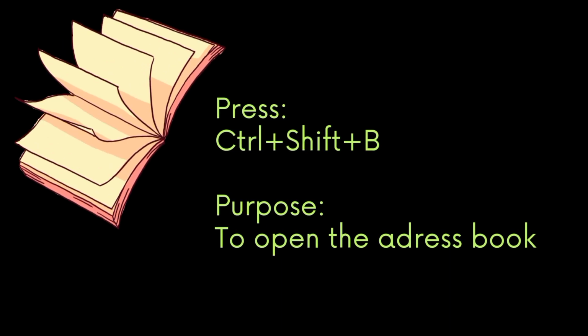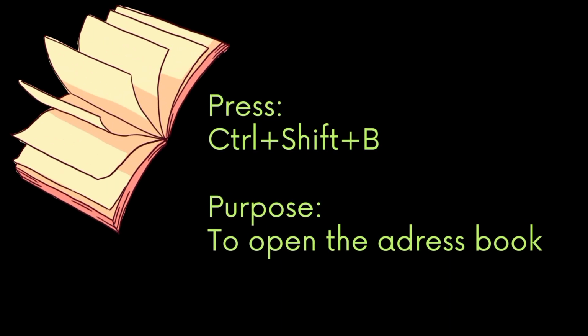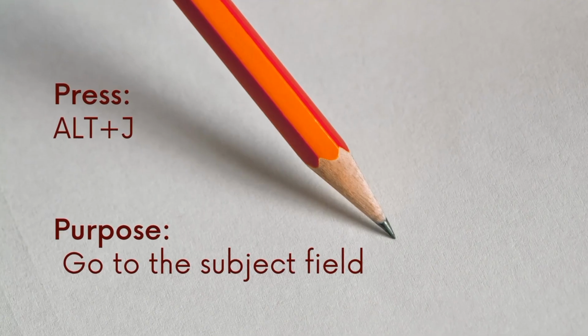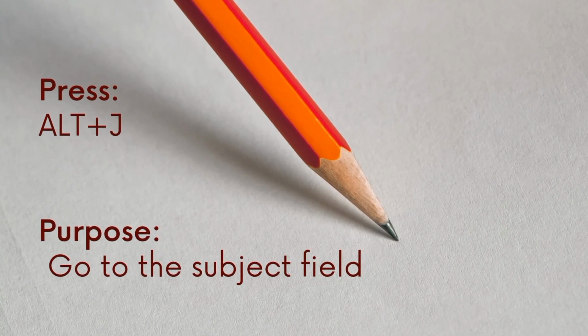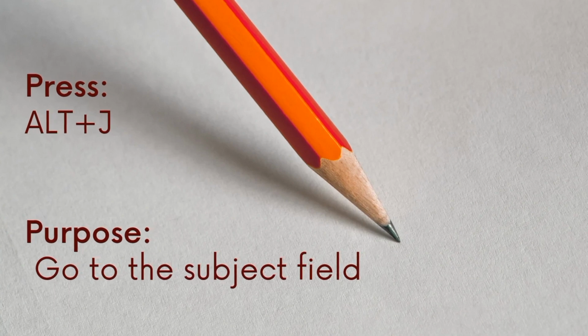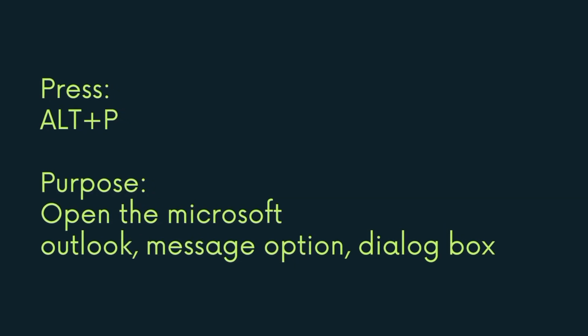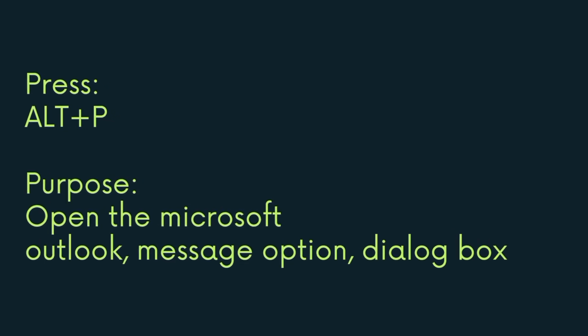Press Ctrl plus Shift plus V. Purpose is to open the address book. Press Alt plus J. Purpose is go to the subject field. Press Alt plus B. Purpose is to open the Microsoft Outlook message option dialog box.